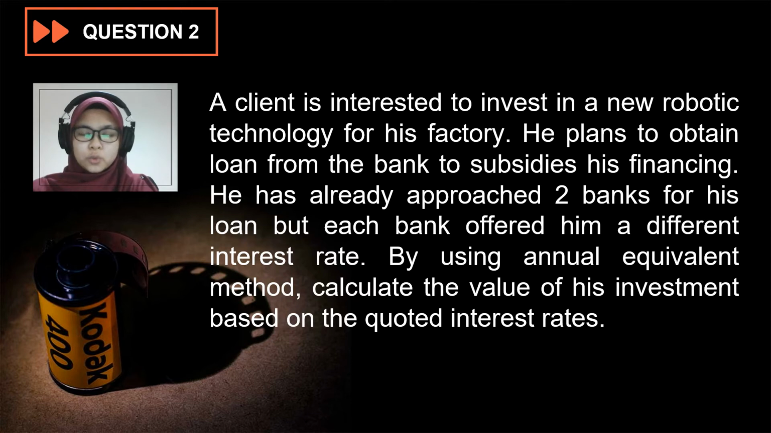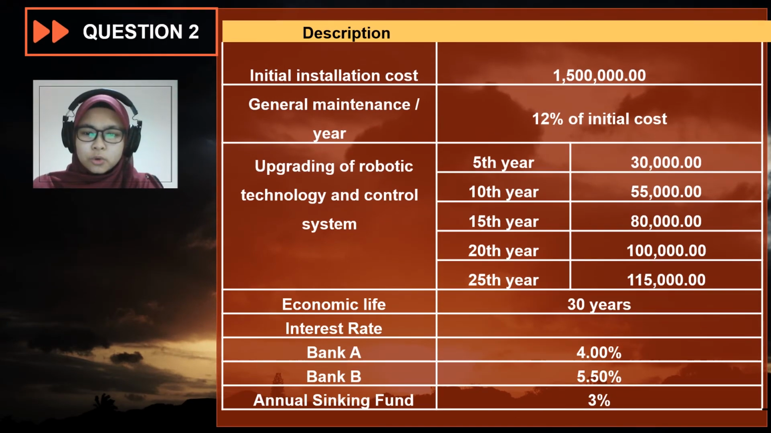So moving on to the next question, where a client is interested to invest in new robotic technology for his factory. In this question, he approached two banks for his loan with different interest rates, where Bank A offered 4% interest rate and Bank B offered 5.5% interest rate. As shown above, the installation cost, the general maintenance cost, and the upgrading of robotic technology costs are all the same. What makes it different is only the interest rate of 4% for Bank A and 5.5% for Bank B.